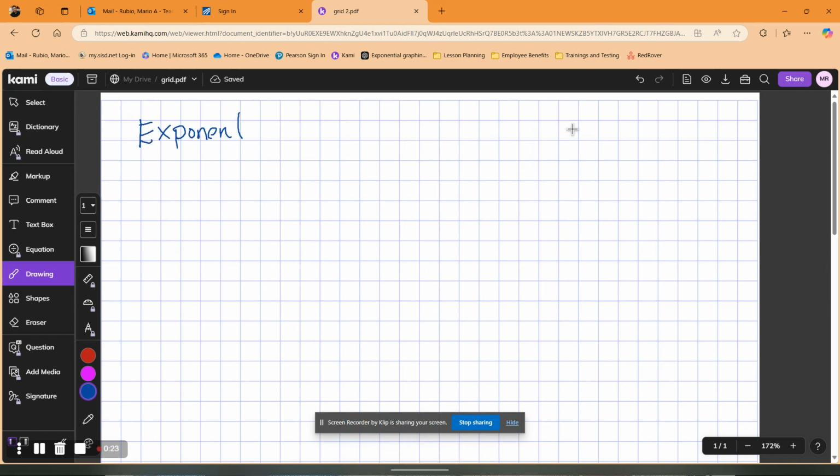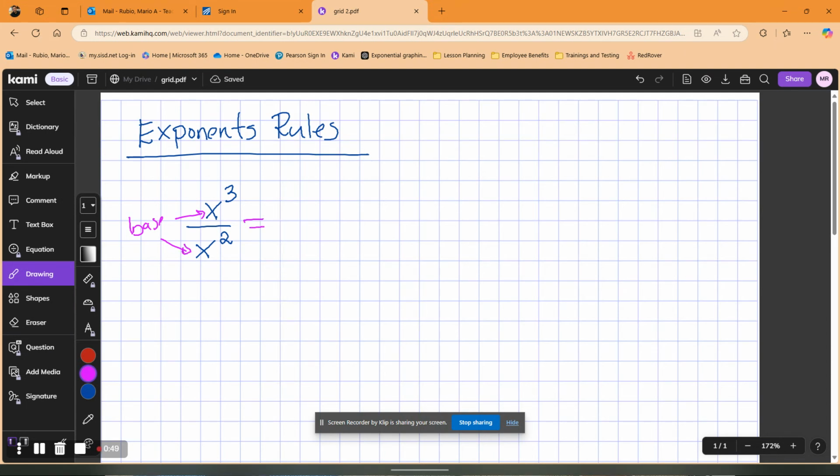Some rules of exponents. Specifically, you need to know how to divide exponents. So let's say you have x to the power of 3 divided by x to the power of 2. The first thing we need to make sure is that the base, or in this case the x, are the same. And if they are, then you can divide.